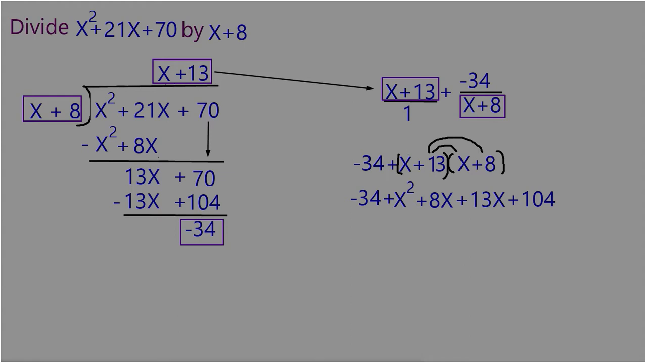The next step is to look for like terms. Negative 34 and 104 are like terms, and 8x plus 13x are like terms. 8x plus 13x is equal to 21x. Negative 34 plus 104 is equal to 70. We only have one x squared term, so we bring it down as it is. So after performing this operation, we are now sure that our answer for the quotient and remainder is correct.